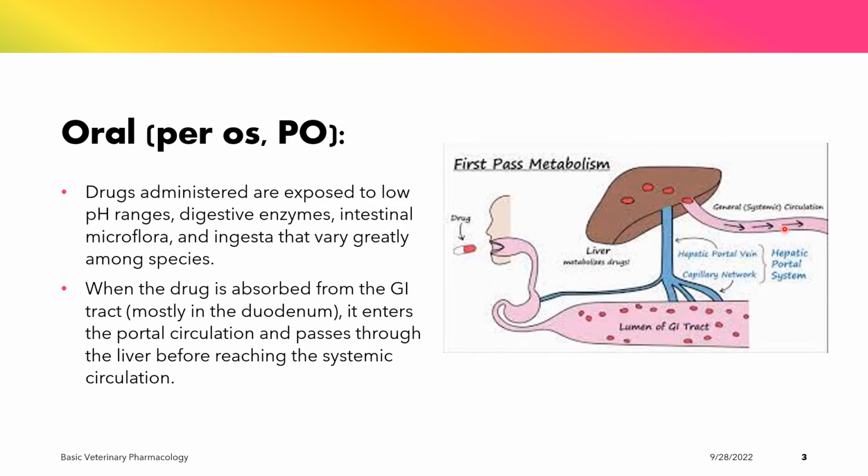So this diagram here shows the schematic diagram of what happens to a drug that is administered per os. So the drug again will enter the GIT, particularly the stomach and the small intestine or the duodenum. So it will undergo absorption, and of course it will be drained to the liver, and in the liver it will undergo metabolism before it will reach the systemic circulation.